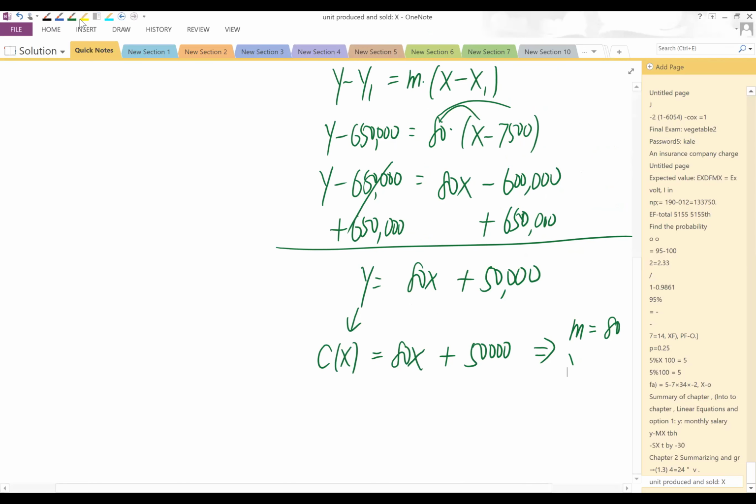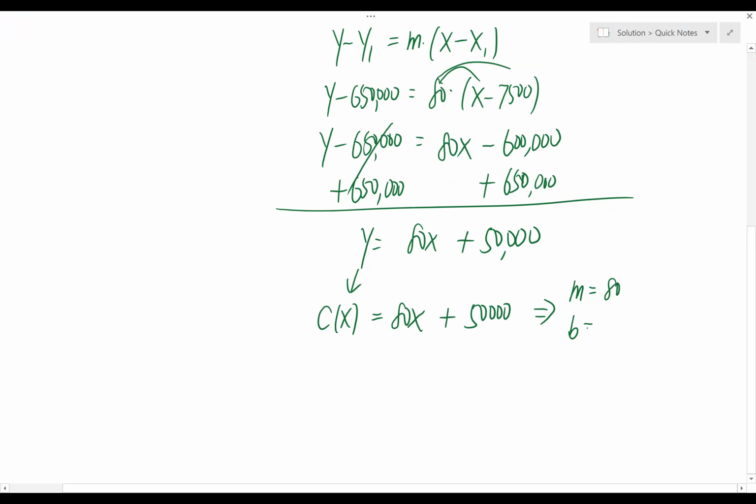Does anyone want to point out what we mean by this? The meaning behind this. What does 50,000 represent? The actual meaning. The y-intercept b. The fixed cost? Very good. Yeah, this is a fixed cost, right? And how about the $80 here per unit? It's what we call variable cost. Yes, very good. Variable cost per unit.